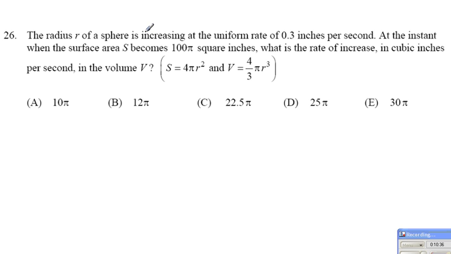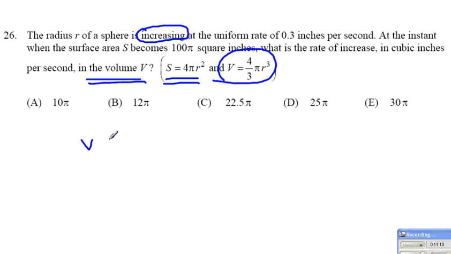Now here, the word increasing, it seems like we're talking about related rates. The radius R of the sphere is increasing at this rate, and then at that surface area. Now we need to figure out the surface area formula, which is right here, becomes 100 pi square inches. What is the rate of increase in cubic inches? Oh, wait a minute, for the volume. So ultimately what we're looking for is this formula. How does volume change as the radius changes?